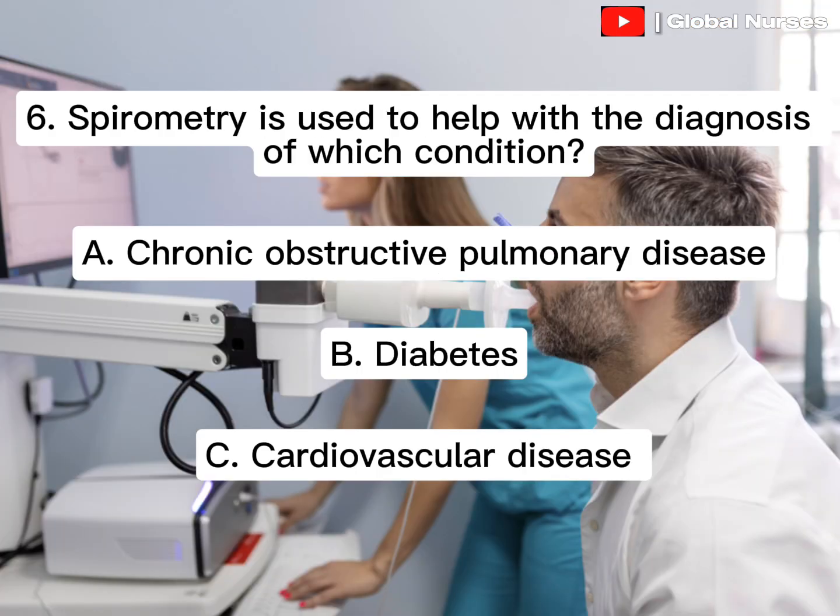6. Spirometry is used to help with the diagnosis of which condition? A. Chronic obstructive pulmonary disease. B. Diabetes. C. Cardiovascular disease.